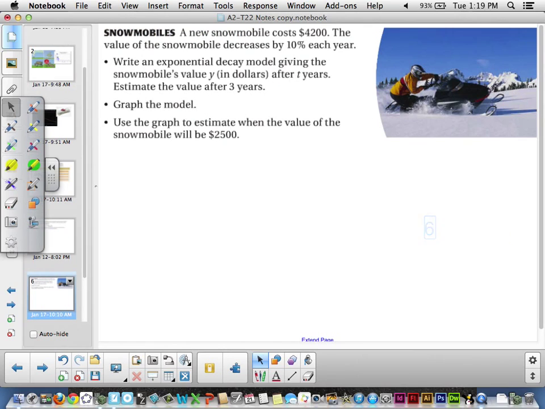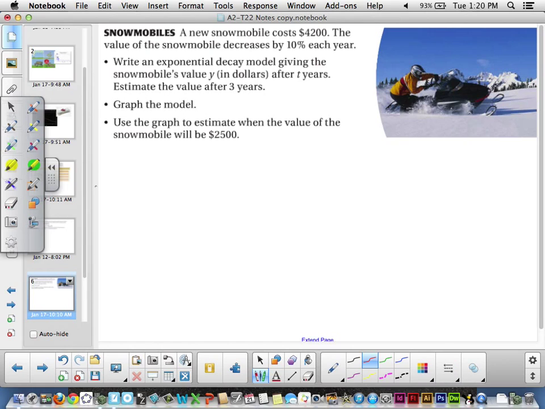All right, so example: a new snowmobile costs $4,200. The value of the snowmobile decreases by 10% each year. Write an exponential decay model giving the snowmobile value after t years. Estimate the value after 3 years. Graph the model and use the graph or equation to estimate when the value of the snowmobile will be $2,500.